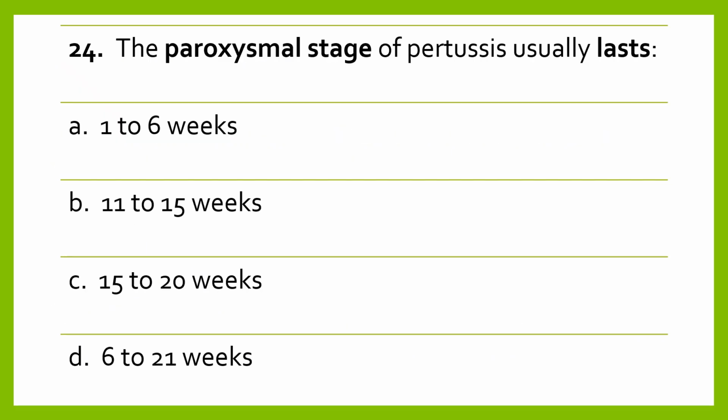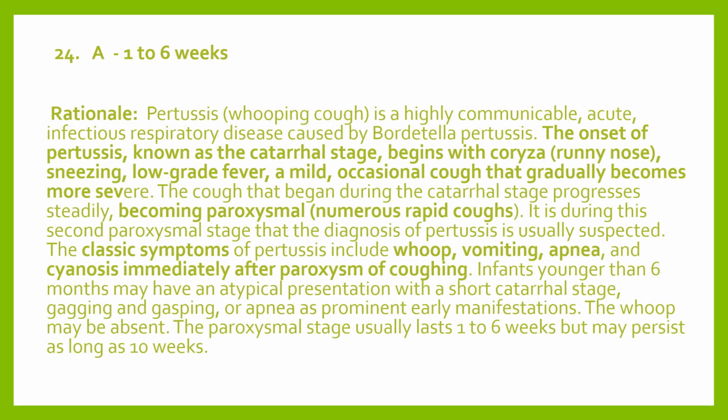The paroxysmal stage of pertussis usually lasts A. 1 to 6 weeks, B. 11 to 15 weeks, C. 15 to 20 weeks, or D. 6 to 21 weeks. The answer is A. 1 to 6 weeks. Pertussis or whooping cough is a highly communicable acute infectious respiratory disease caused by Bordetella pertussis.